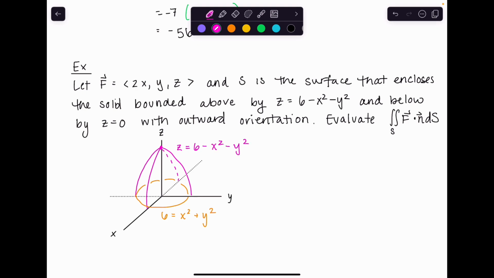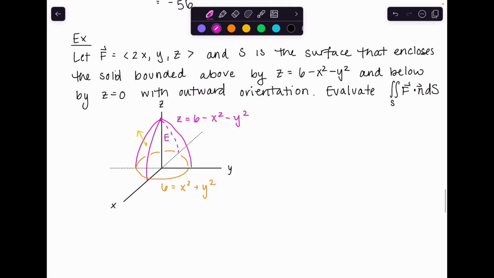And it's got outward orientation, so that means those normal vectors look like this. So this is our solid E. So again, you absolutely can do two surface integrals, but this one's really nice that we could go ahead and set this up with a triple integral. So we're going to use the divergence theorem for that.